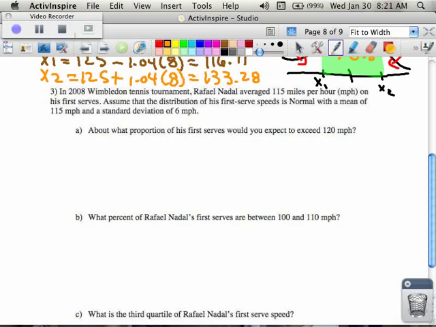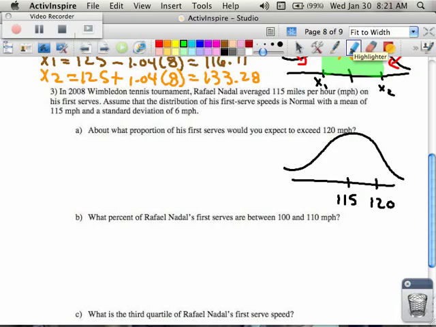Okay, so I'm going to draw a picture first. If I draw my picture, it looks something like the following. Since they're giving me information about the actual scores, I can put the actual scores if I want to. So there's 115, and they want to know about 120, and they said exceed, which means I want more than 120. So I'm looking for that area over there.